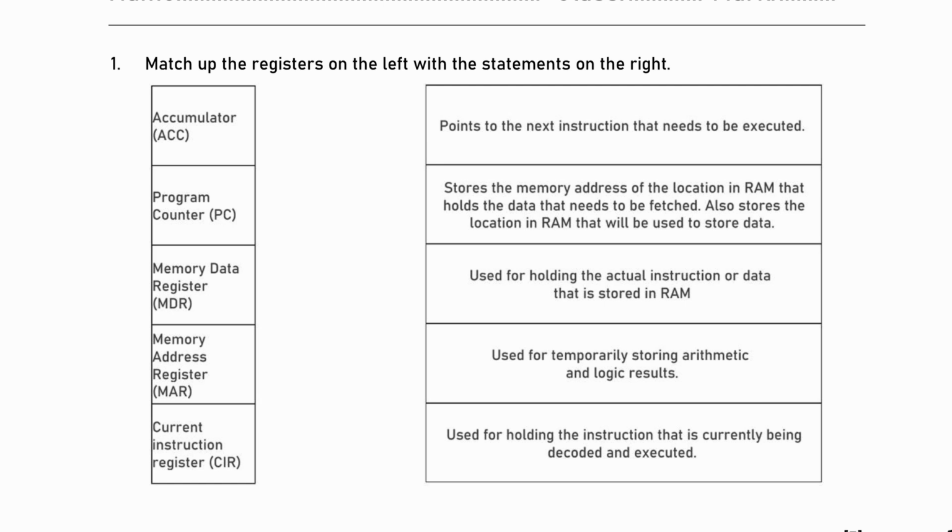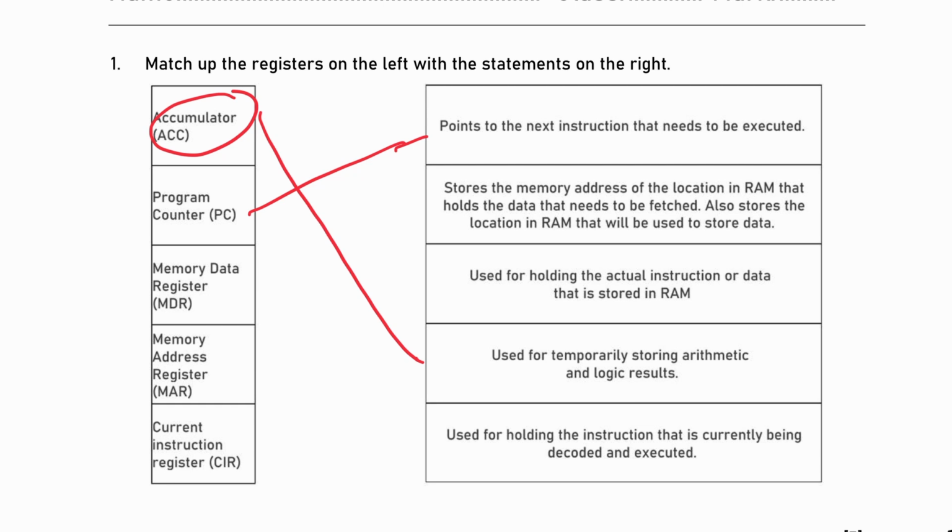So what I would do in this type of question is look at the registers which I know, and could probably define without looking at the definitions on the right. I know that the accumulator is where the answer is stored after an arithmetic or logical expression. So in the definitions we can see: used for temporarily storing arithmetic and logic results. The program counter, the PC, points to the next instruction that needs to be executed, and then the MDR and MAR, well, the clues are in the name.